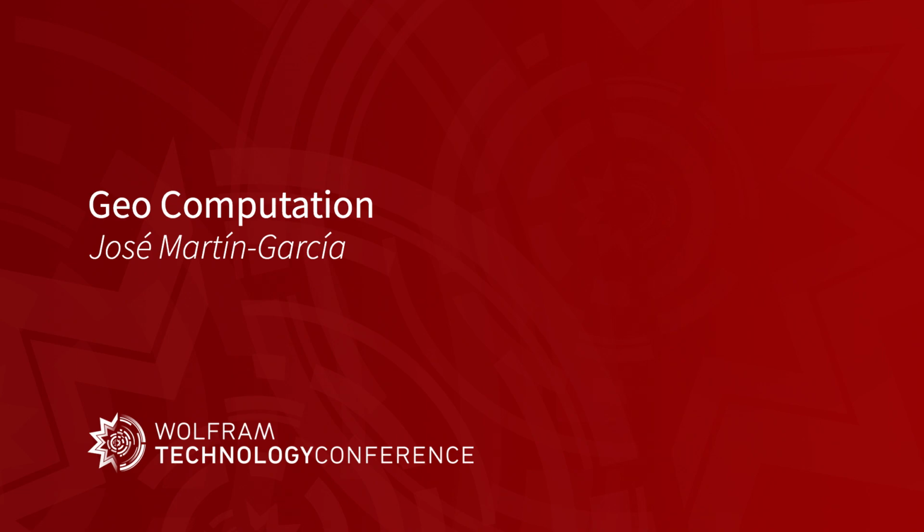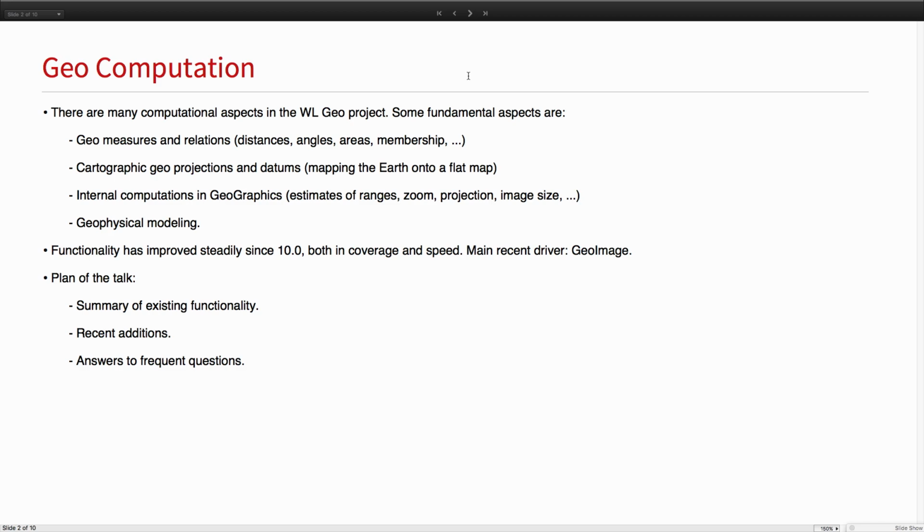I'm going to talk about another of the main parts of the Geo project, which is Geo Computation. So geocomputation is a very general term, and we could include virtually everything here. But for us in the Wolfram language, because we have so many other functions outside the geo functionality itself that do many things, we can concentrate on a smaller set of things.